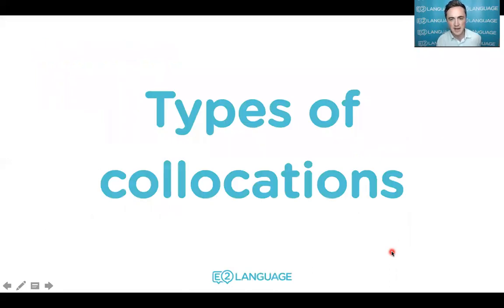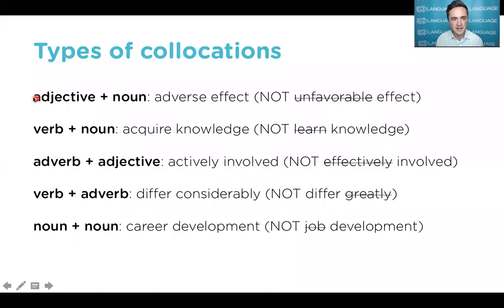Let's look at some different types of collocations. So here are the main ones. So adjective plus noun. For example, adverse effect, not unfavorable effect. I'm going to look at these in detail in a second, so I'm just introducing them here. Verb plus noun. You acquire knowledge. You don't learn knowledge. Adverb plus adjective. You're actively involved in something. You're not effectively involved in something.